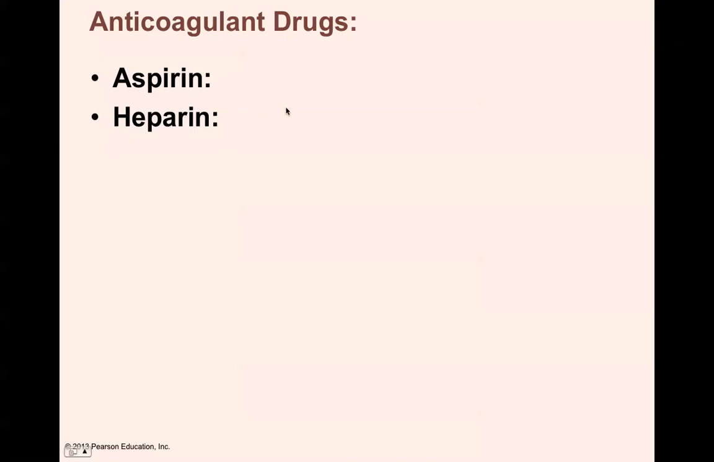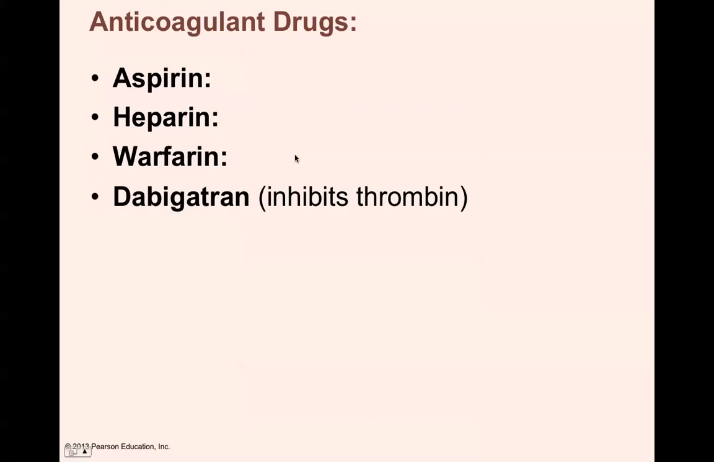Heparin is another blood thinner that can be used to decrease coagulation. Warfarin is actually the drug that I just talked about. It's also called Coumadin, but that will decrease clotting. And there's also another new one called dabigatran, which inhibits thrombin formation.